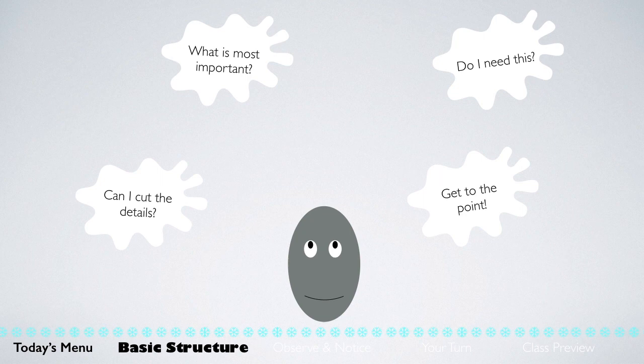So my challenge for you this week will be to think about the information you have and then decide what is important and what is not important. This will be especially important for you to know on occasions where you are required to write something within a certain word limit. When you are writing your composition, you should be thinking things like, what is important? Can I cut the details? Do I need this? Get to the point. Let's have a look at an example.